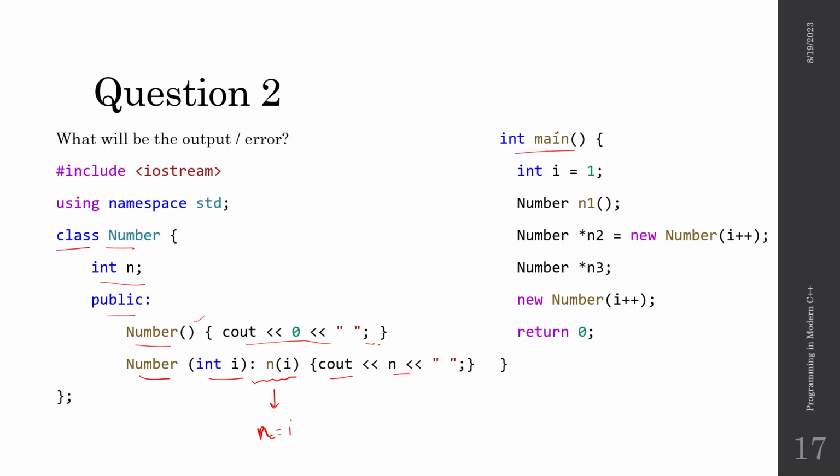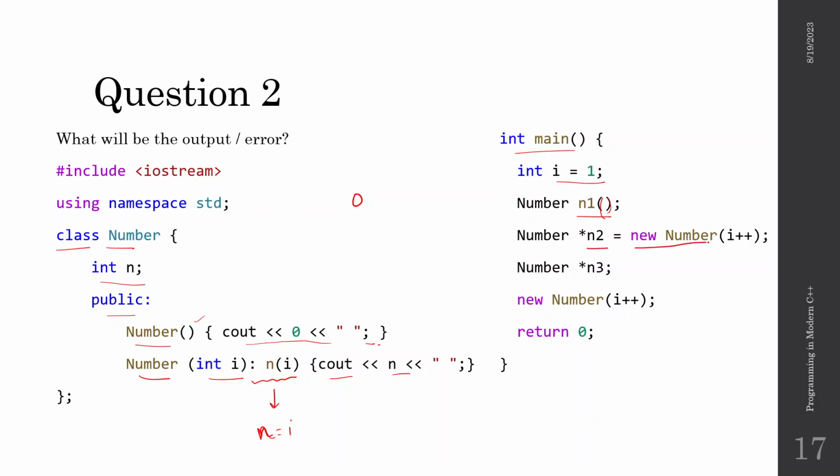Now the main function. We set I equal to 1, and then we create a new object n1. You can see that there is no argument here, which means that the default constructor will be called. So number n1 will create an object n1 and call the default constructor, which will print 0.